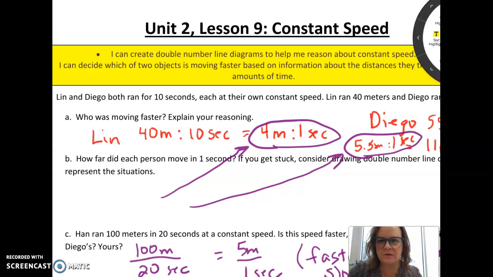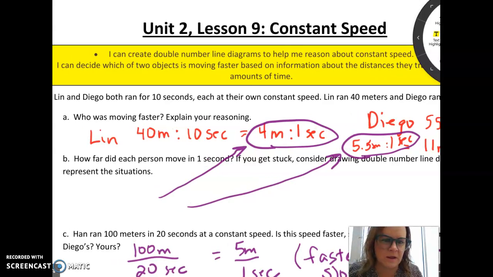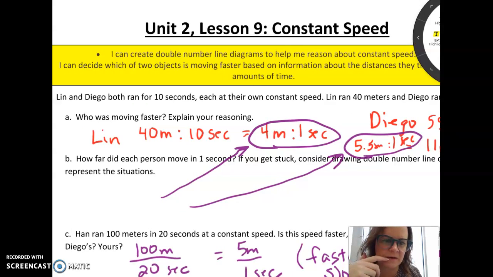I'm going to talk about Unit 2, Lesson 9. This is about constant speed. This is a really important concept in this lesson because you're going to be doing a lot of problems with constant speed, both this year in 6th grade, but also in 7th grade when you do 7th and 8th grade math, and of course in 8th grade.